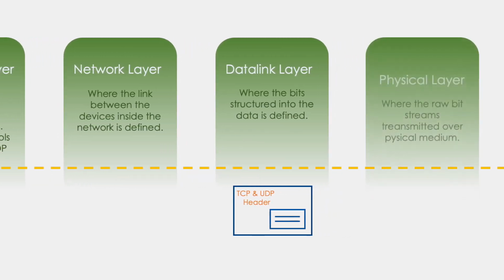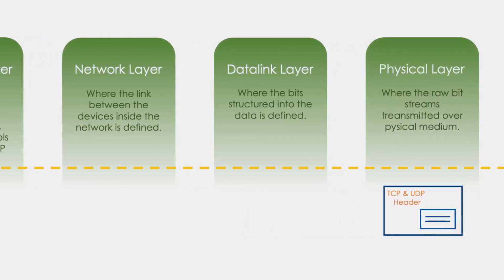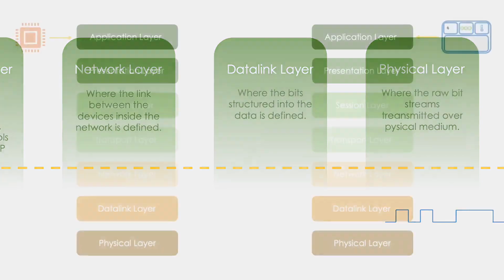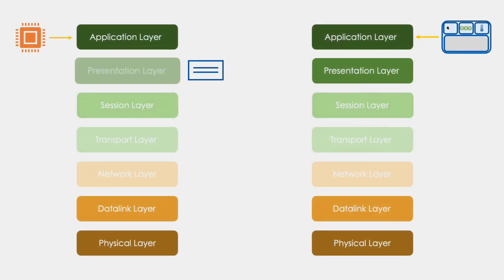And lastly, our package arrived to the physical layer, where the raw bit streams are transmitted over a physical medium such as Ethernet cable or Wi-Fi. To sum up, we had the temperature data in our sensor and pass it down the OSI layers to change the temperature value in the dashboard. These two are interacting through the network. Performing this, we were able to send the temperature data.